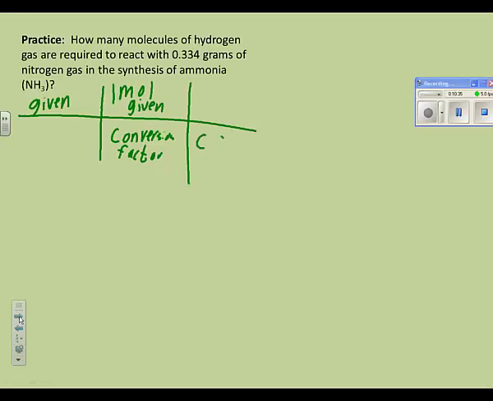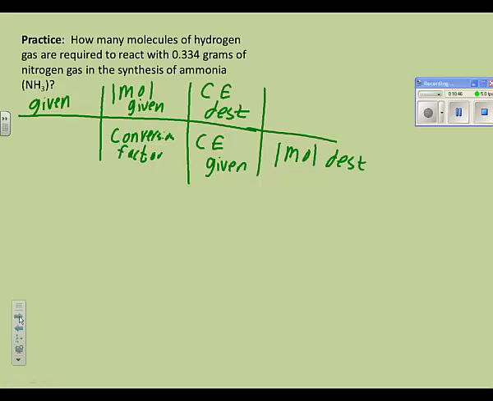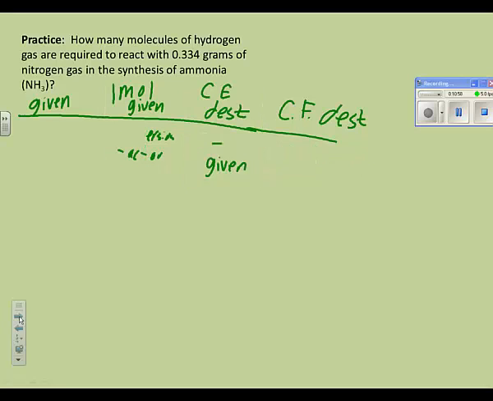Then you have the coefficient of your given to the coefficient of your destination, to 1 mole of your destination, to your conversion factor of your destination. Your conversion factor is molar mass, 22.4, or Avogadro's number. So if you write this down, the rest of the class is pretty simple.